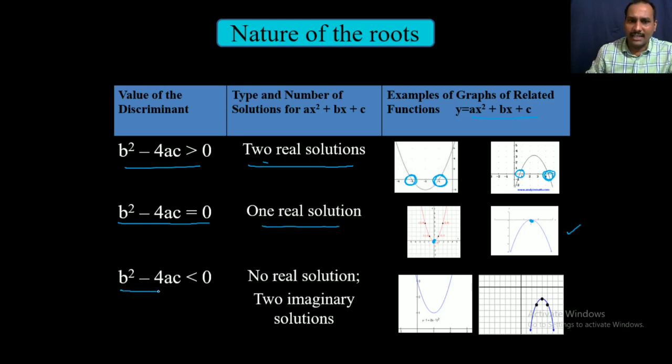And in this case, b square minus 4ac is less than 0. It has no real solution. And if you observe the graph, it is not intersecting the x-axis. It is not touching the x-axis at any points. Therefore, there are no real roots. Means it will have roots, but they are not real. They are imaginary. What are imaginary roots?